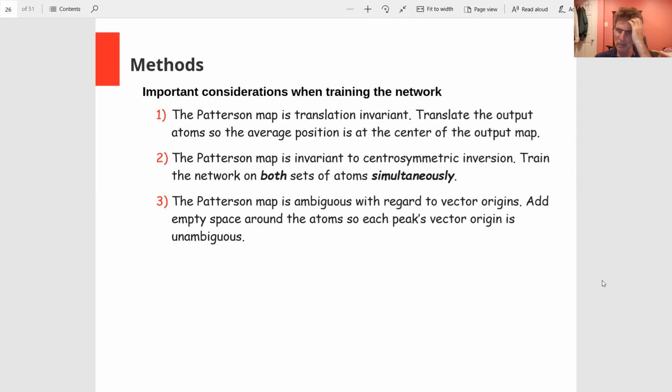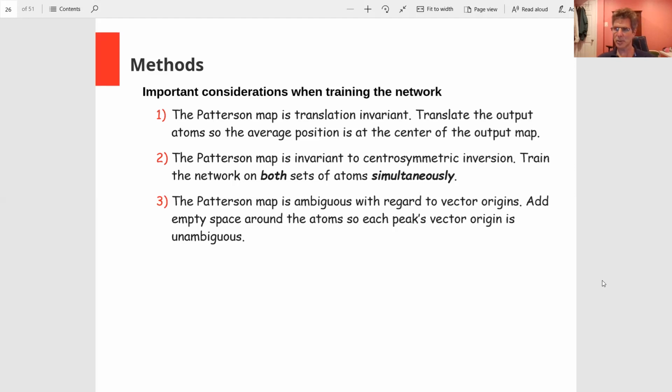Let me say what a centrosymmetry is. Imagine that you have atoms at X1, Y1, Z1, X2, Y2, Z2, and so on. The centrosymmetry operation is just flip the signs on all of those X's, Y's and Z's. So rather than having the atoms at X1, Y1, Z1, and so on, you have atoms at minus X1, minus Y1, minus Z1.